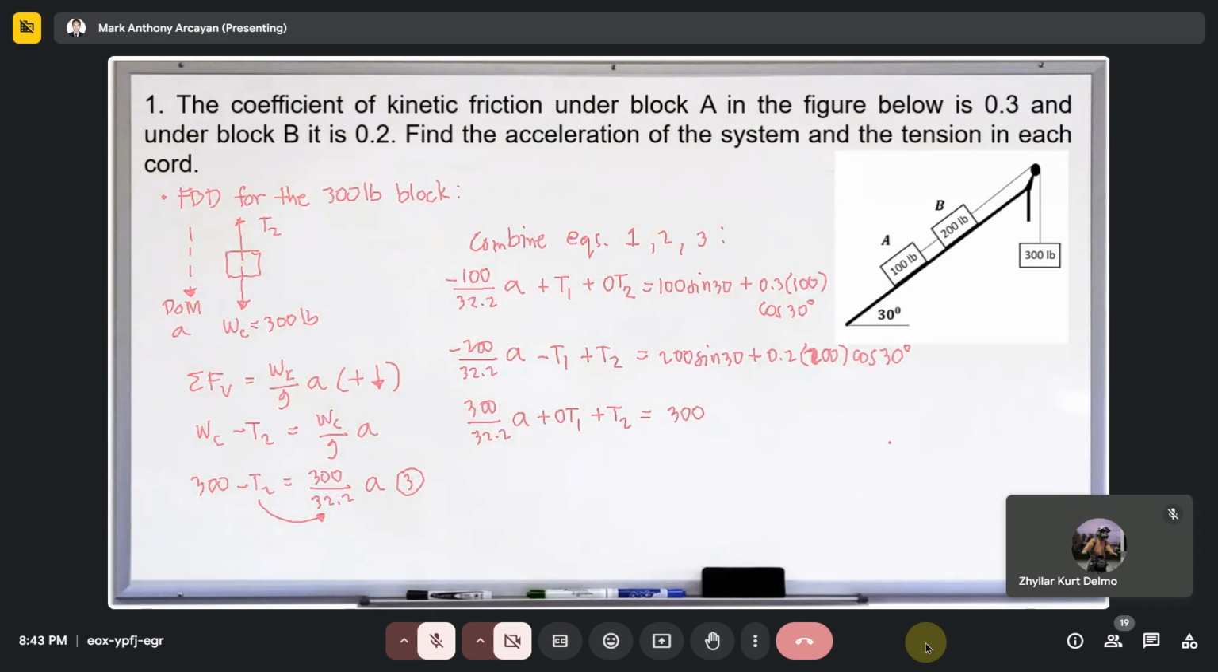Now, use the three equations, three unknowns solver in your calculator in order to generate the values of our acceleration, T1 and T2. Okay, let's input this. Go to mode, then select 5, then select 2 for three equations, three unknown solver. We'll start inputting the acceleration, negative 100 divided by 32.2.